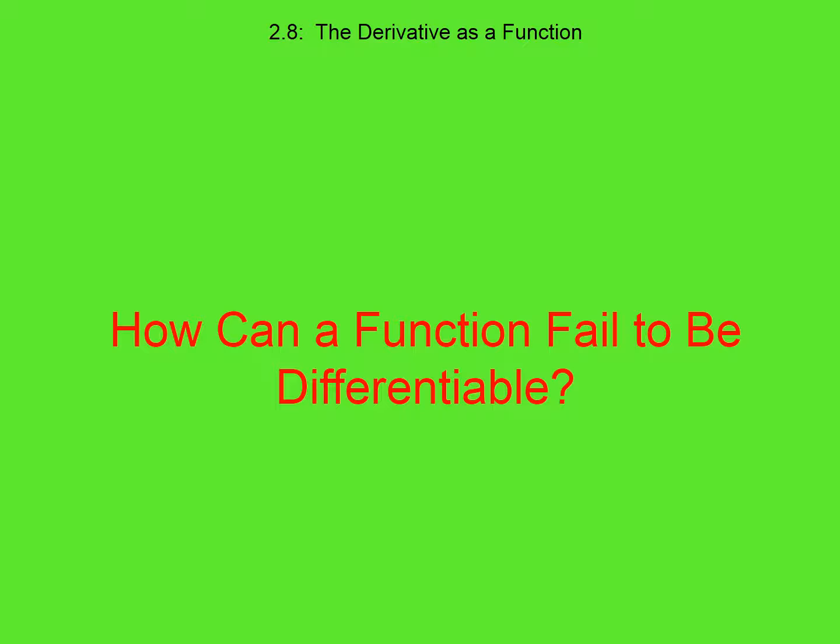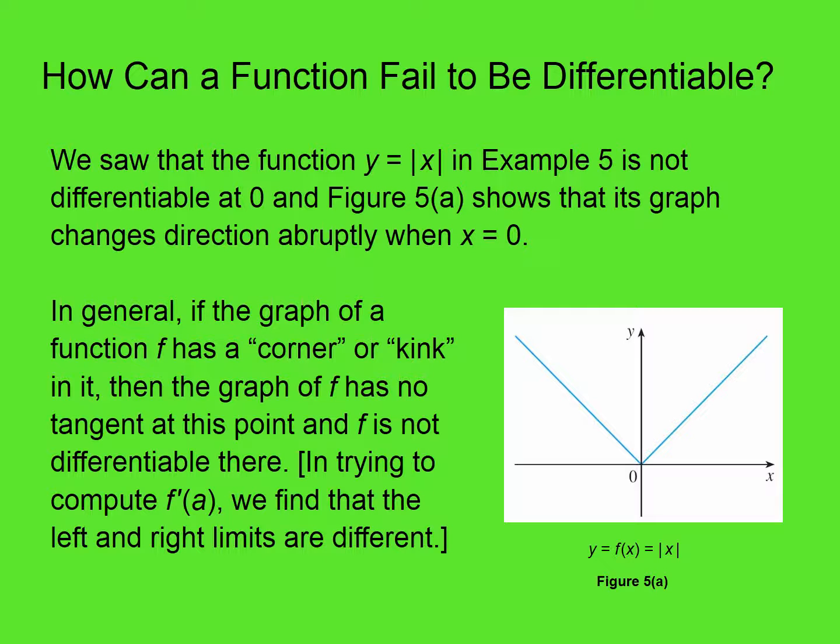2.8 Objective 3. The student will understand how a function can fail to be differentiable. What are the ways in which a function can fail to be differentiable? Well, we saw one of the ways in the last video. We saw that the function y equals absolute value of x is not differentiable at 0, and this figure, 5a, shows that its graph changes direction abruptly when x equals 0.